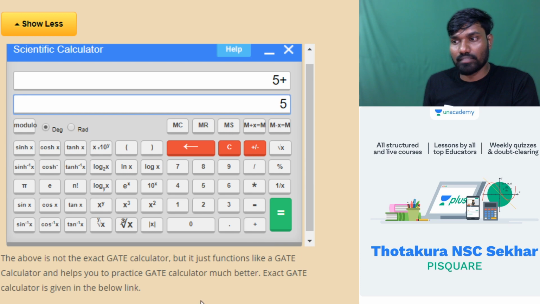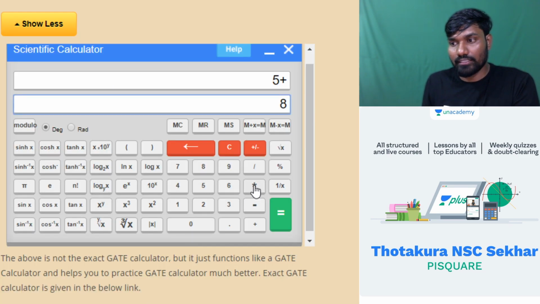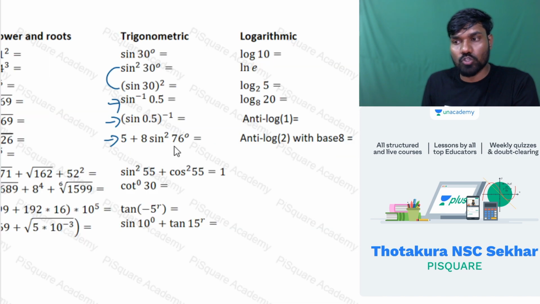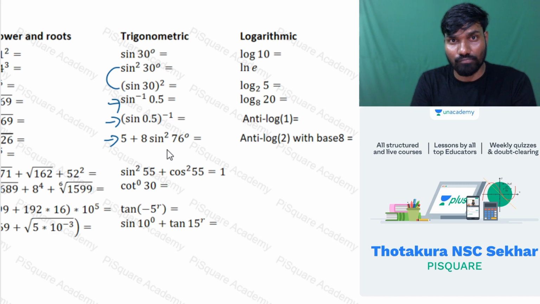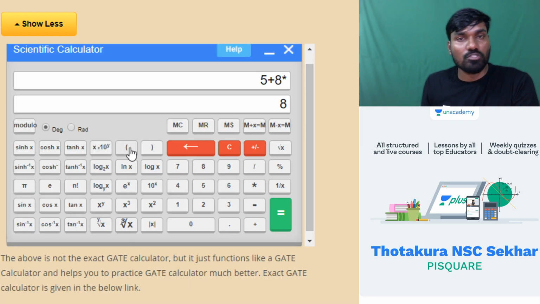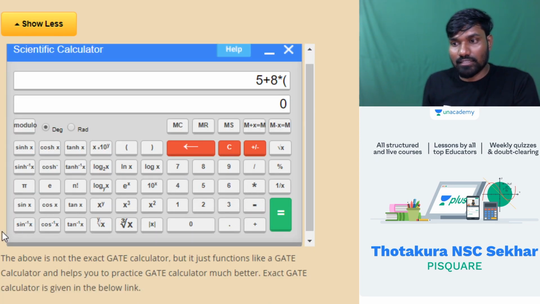5 plus 8 into sine square 76. That's sine 76 whole square. I told you sine square 76 means sine 76 whole square, both are same. So 8 into, you need to perform the square operation, so open the bracket for sine 76. Okay, so 76.